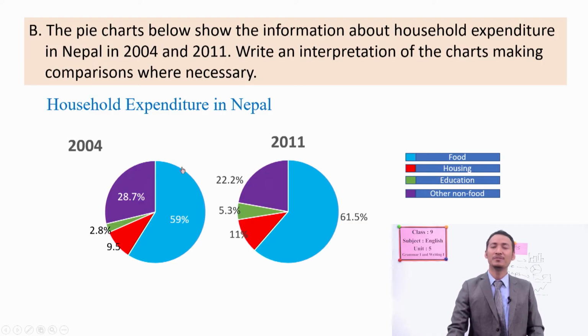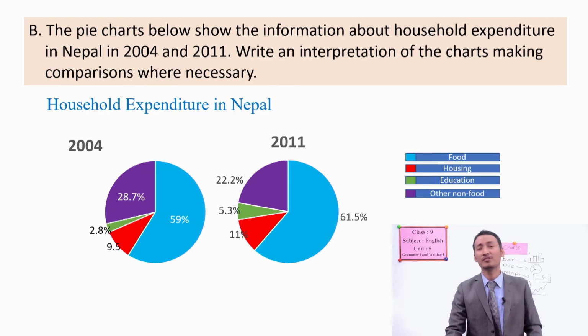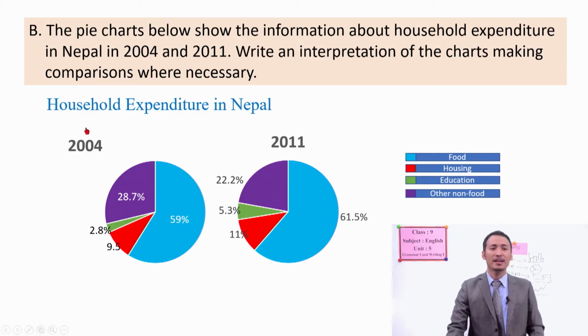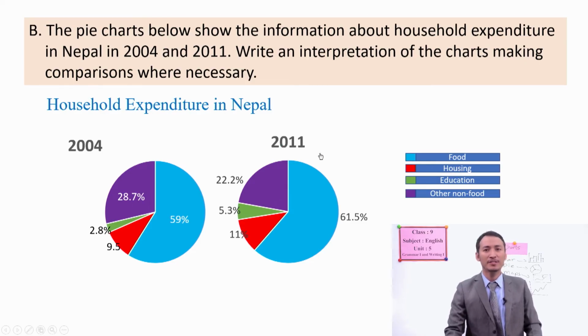Okay, students, we have learned in the previous examples, and we have also got some helping words and vocabulary, and you can now observe the chart and start your interpretation. Now, how can you start writing? How can you compare the two situations? You have to see first. You can see the difference: 59% in food, people are spending 59% of their income, and 61.5% on food in 2011.